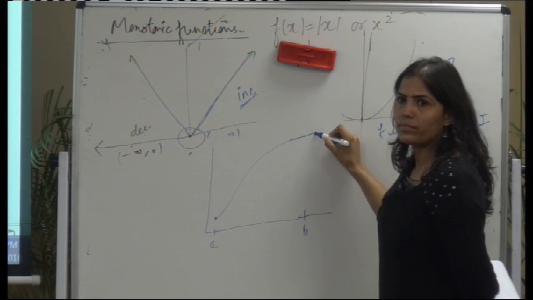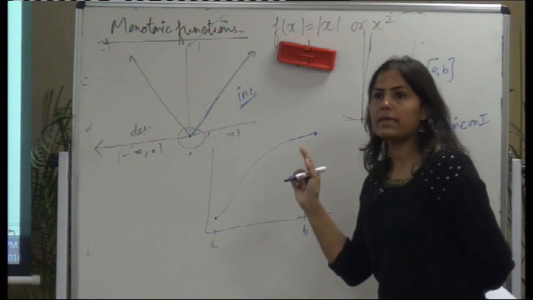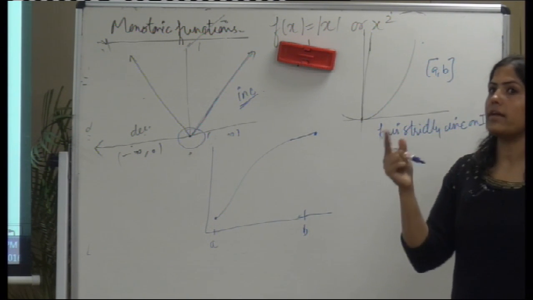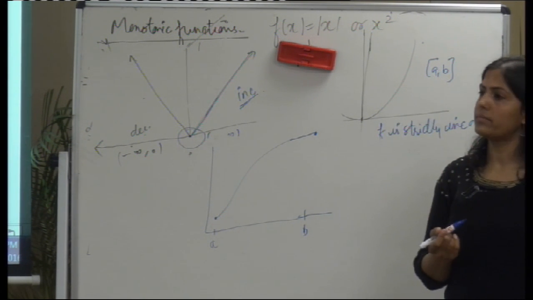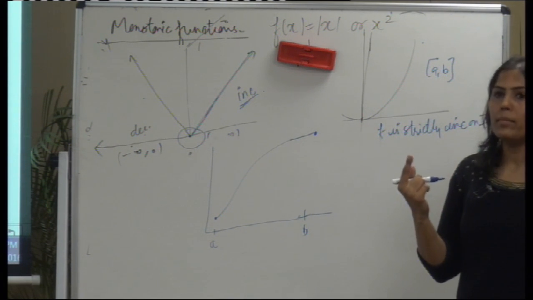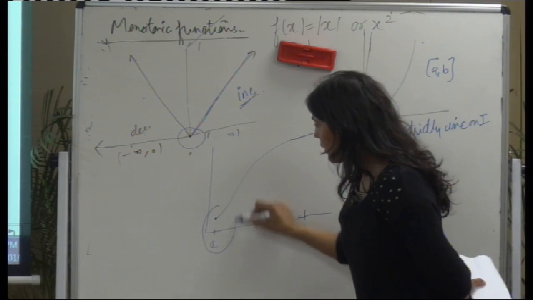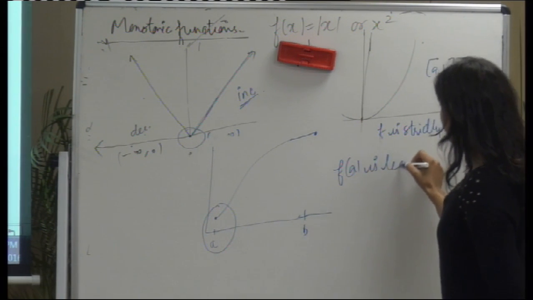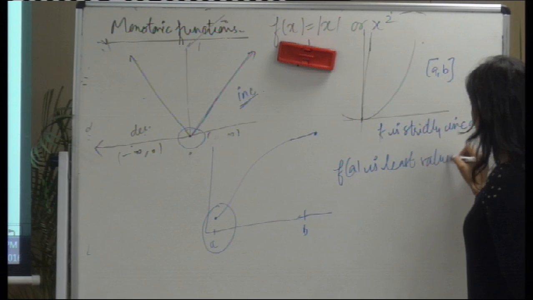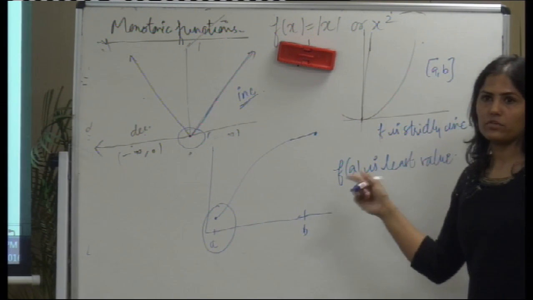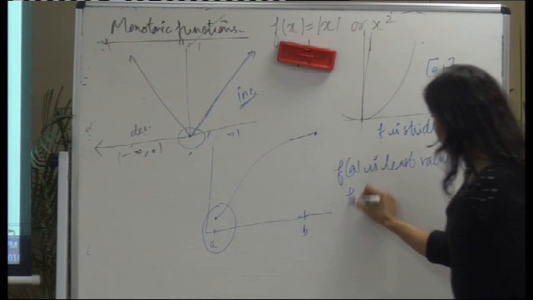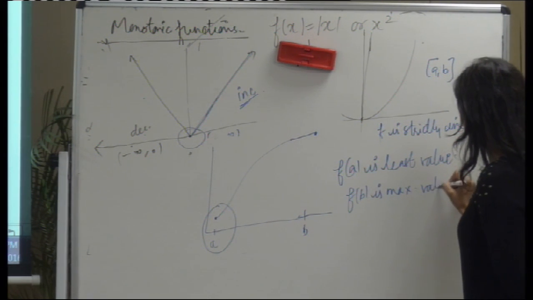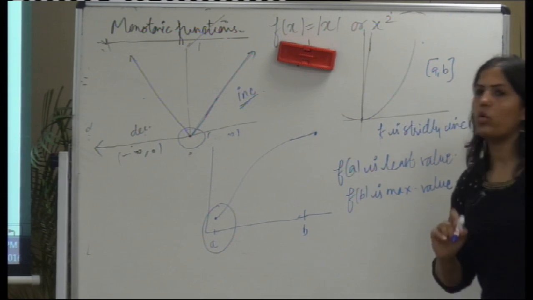And this is the maximum value. Using increasing-decreasing function, if we know that our function is strictly increasing, we can answer the maximum and minimum point. So this will be the minimum point, f(a) is the least value. This is another application now. And f(b) is the maximum value. I hope these things are clear.